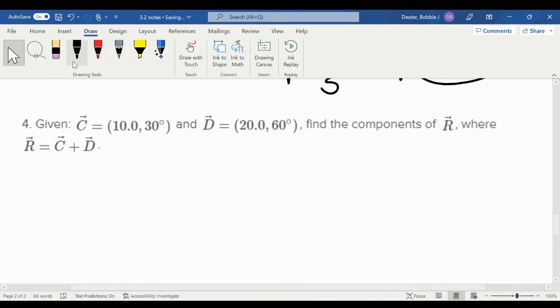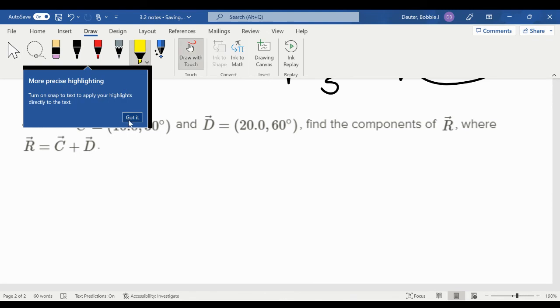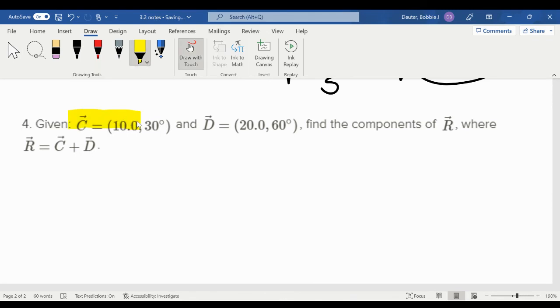And here's an interesting thing. It says here that we have vector C equal to 10 units at 30 degrees, while vector D is equal to 20 units at 60 degrees. Find the components for vector R if vector C plus vector D is equal to R. So we have a couple pieces of information that we already know.